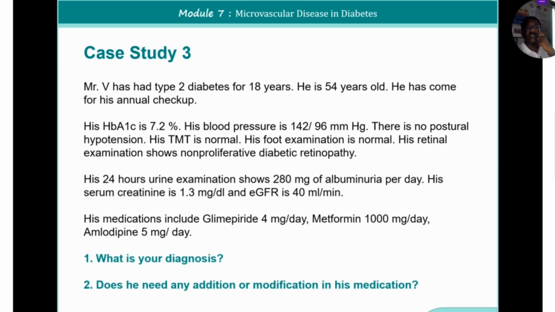24-hour urine examination, 280 milligrams of albuminuria per day. Creatinine level is 1.3. GFR is 40. See, creatinine 1.3. What is GFR? 40. His medications: glimepiride 4 mg, metformin 1000, amlodipine 5. So what is your working diagnosis here?